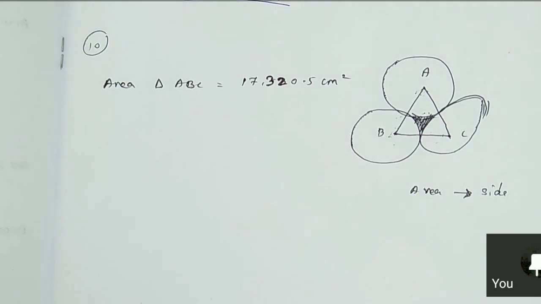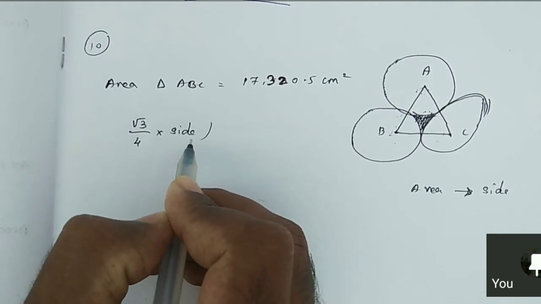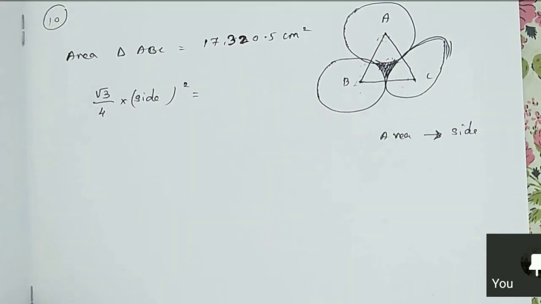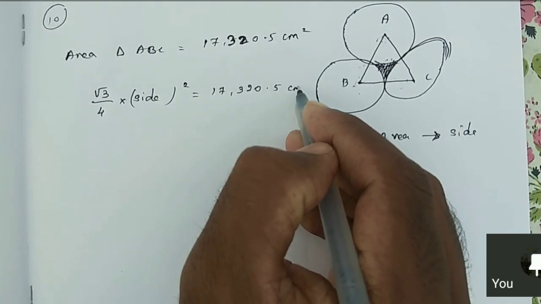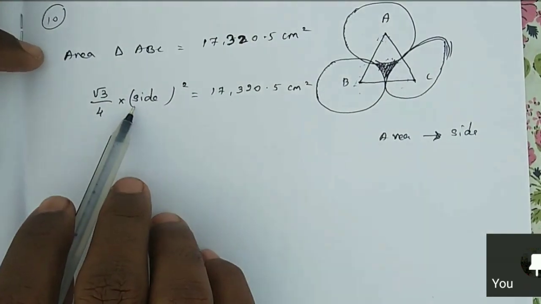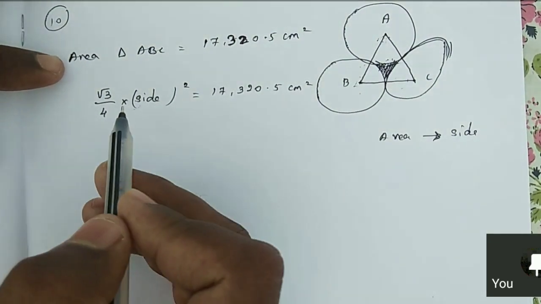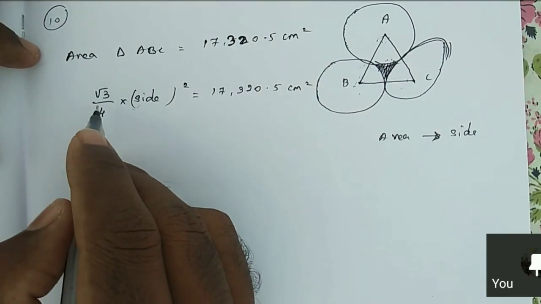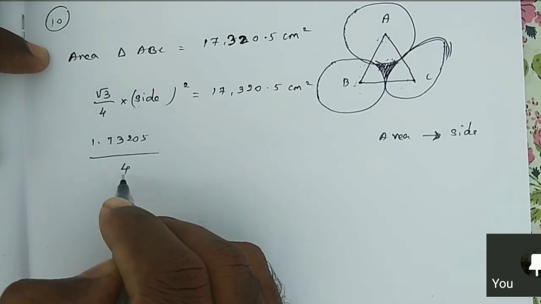So what is the general form of the equilateral triangle area? Very good. Root 3 by 4 into side square. Super, excellent, that is the area. What is the area they given numerically here? 17,320.5 centimeters square. Now we can simplify and find the side. Now we can transpose towards the left side. Before transposing, you should write root 3 value, 1.73205 divided by 4. Clear?